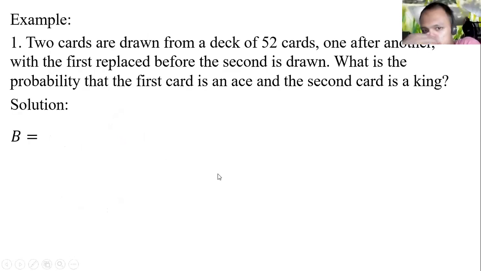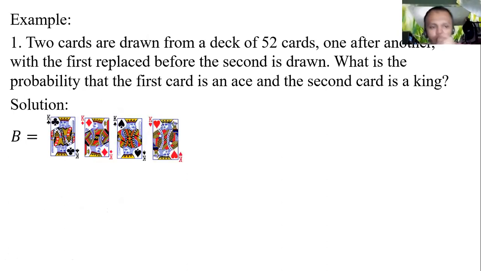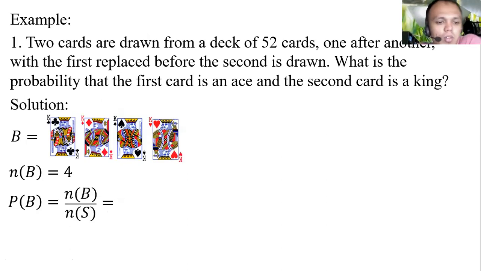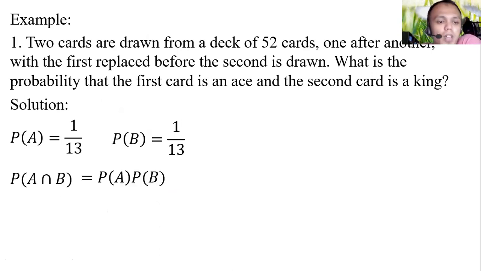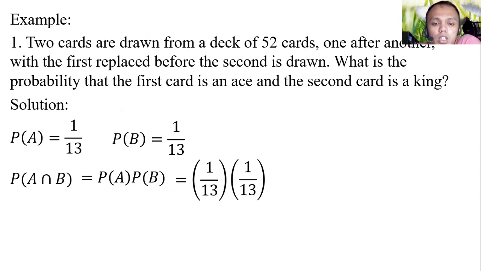For B naman, how many kings do we have in our 52 cards? We have 4. What is the probability? We have 4 over 52, or in lowest term, 1 over 13. Now, let's go to independent probability. What is the intersection of A and B? We just have to multiply these two probabilities. The probability of A is 1 over 13. Probability of B is 1 over 13. So 1 over 13 times 1 over 13 is equal to 1 over 169. So that is the probability of these two events.